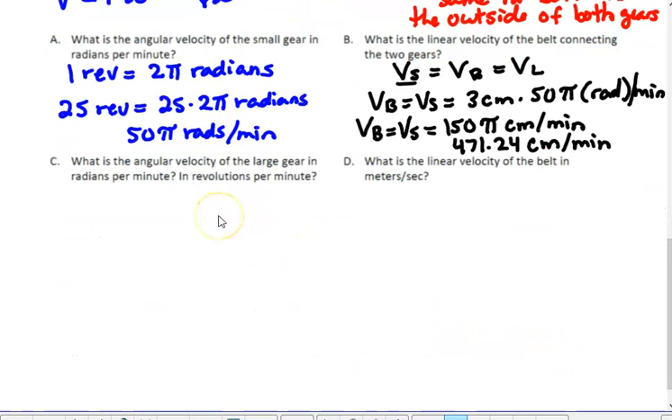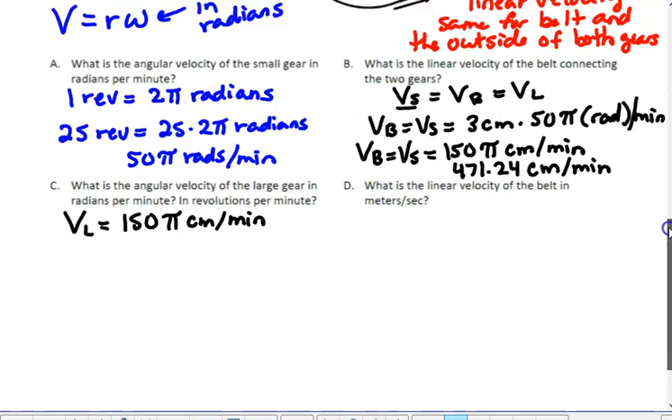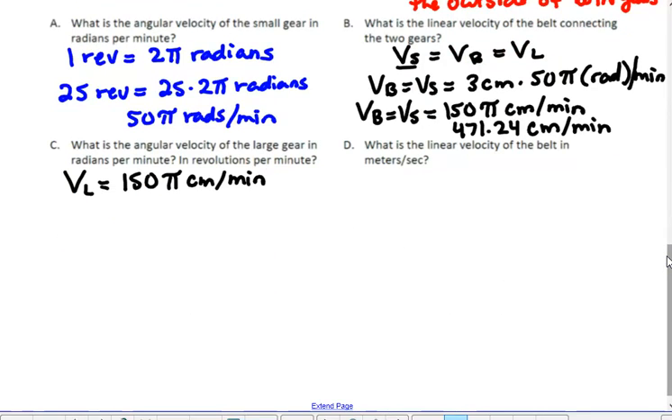Now, what's the angular velocity of the large gear in radians per minute and also in revolutions per minute? So remember, we know that the linear velocity of the large gear is the same as the belt. So the linear velocity of the large gear is 150 pi centimeters per minute, and we also know its radius is 8 centimeters. So we can say 150 pi centimeters per minute is equal to 8 centimeters times its angular velocity. And then just divide both sides by 8 centimeters.